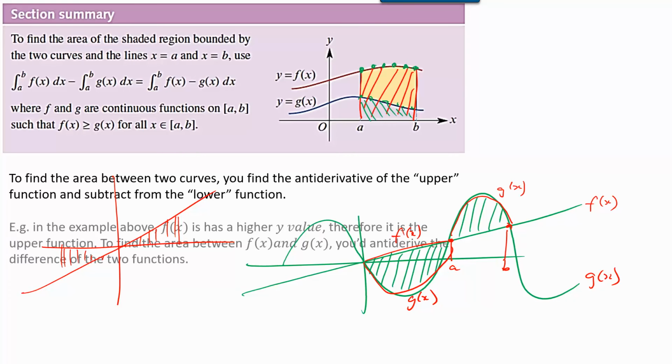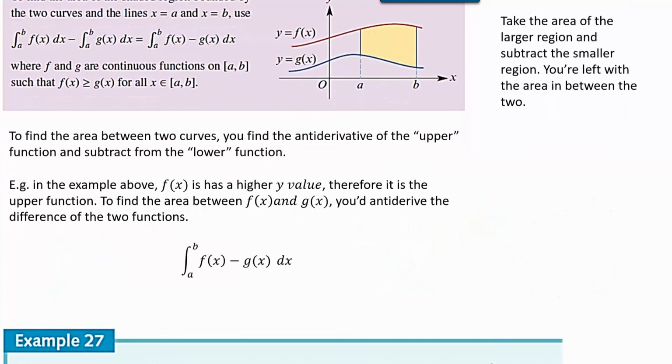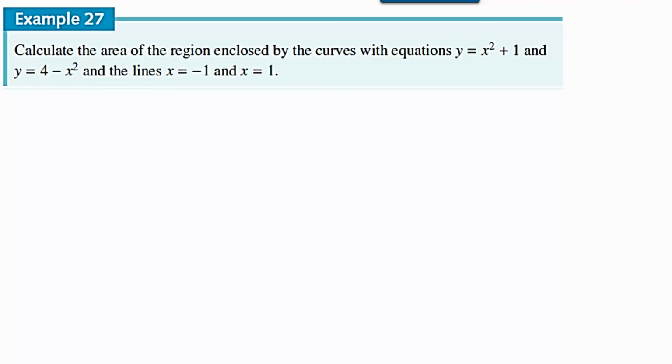Okay? So let's do a couple examples then. Let's have a look at this one. Calculate the area of the region enclosed by the curves with the equation y equals x squared plus 1. So you've got a quadratic, translation up by 1. And you've got another quadratic, 4 minus x squared, okay? And the lines x equals -1 and x equals 1. So what are these two? These are your boundaries. These are your vertical boundaries. So it tells you your domain, and you've got your two curves.